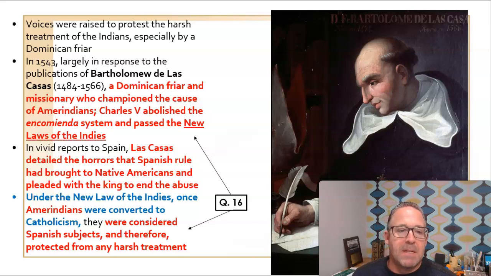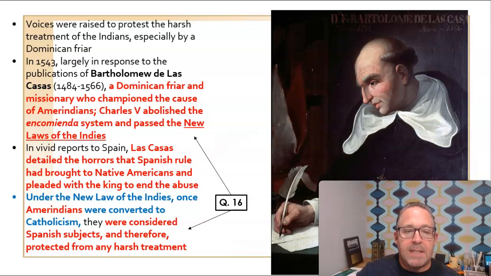So once they were baptized, they were considered subjects of the crown and therefore worthy of protection. Okay, and so at least on paper, this was designed to protect them from any type of harsh treatment. Unfortunately, that wasn't the case. It's hard to measure what level of improvement the new laws of the Indies brought. There was some considerable improvement, but to say that the abuses stopped would be naive.